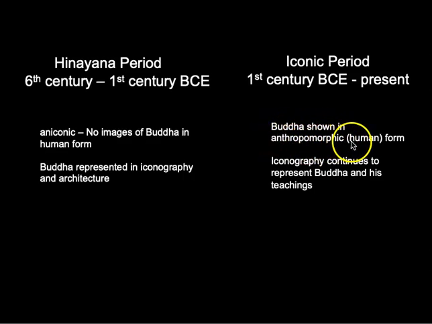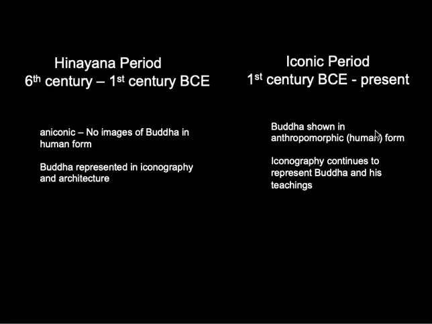So anthropomorphic form. We continue to see iconography that we've learned about before to represent Buddha and his teachings, but the question should be, why? Why all of a sudden, after 500 years, in the 1st century BCE, do we start to see images of Buddha in human form? Now, historians and theologians have an idea.